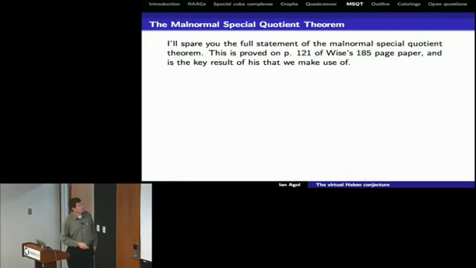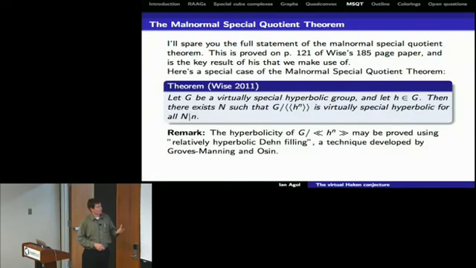So I wanted to give some indication of the key technical result from his paper. It's proved about two thirds of the way through the paper, and it's the key result that I make use of. It's called the Malnormal Special Quotient Theorem.